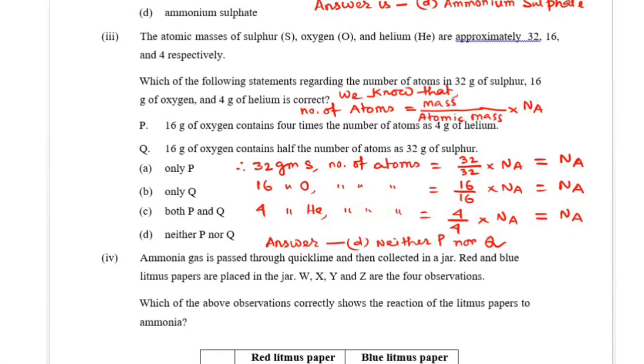So, option P, 16 gram oxygen contains 4 times the number of atoms as 4 gram of helium, is incorrect. 16 gram of oxygen contains half the number of atoms as 32 gram of sulfur is also incorrect. So, the right answer is option D, neither P nor Q. Okay. Next question.